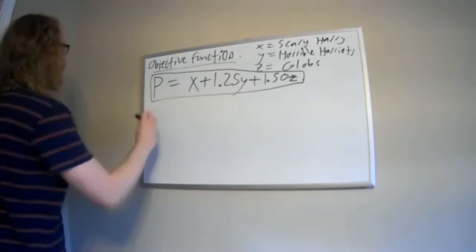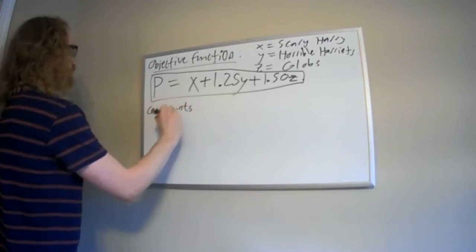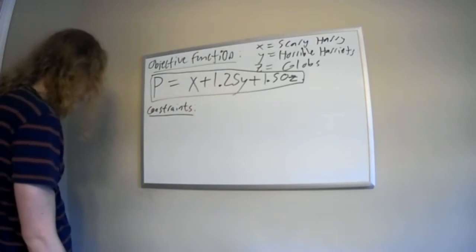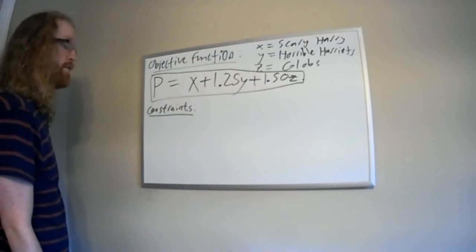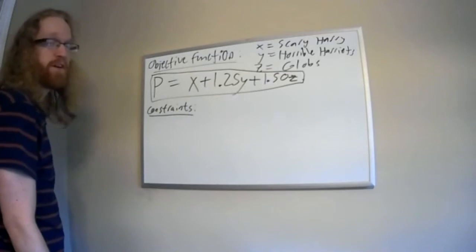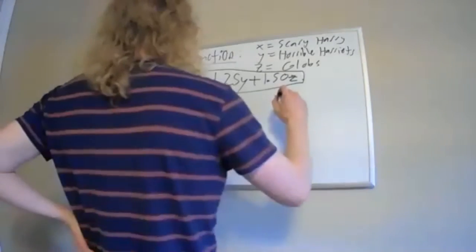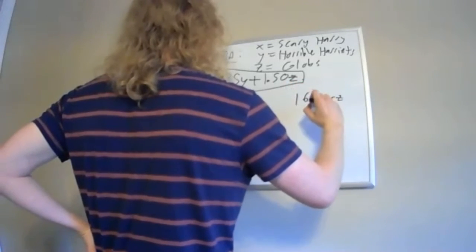Next, I need my constraints. And of course, I'm kicking myself now because I realized I forgot to include one more bit of information in this problem, which is how much plastic we have available and how many man hours we have available as well. And so I have to tell you that, of course, otherwise we can't make constraints. So let's just suppose that there's 160 ounces of plastic available.